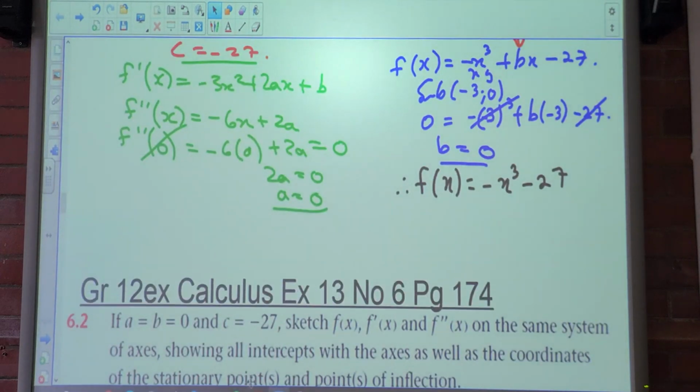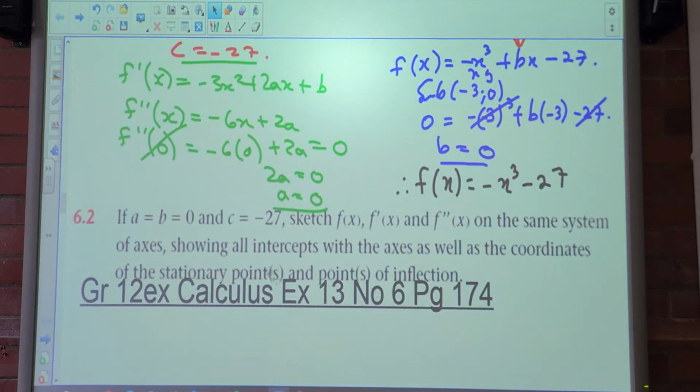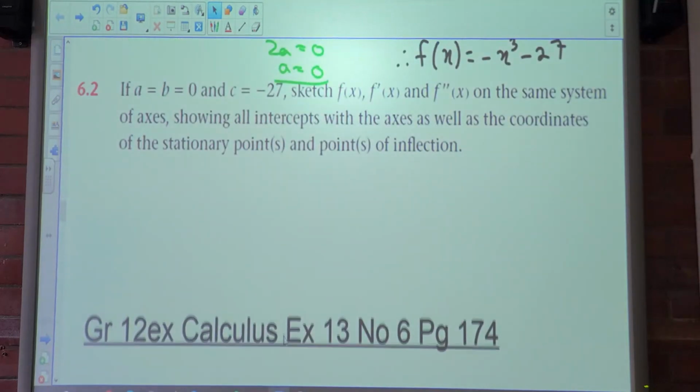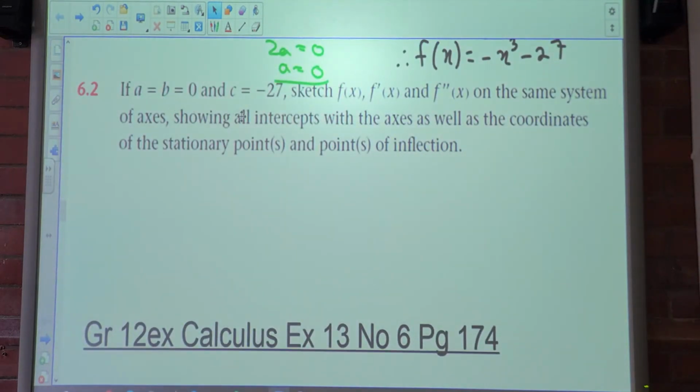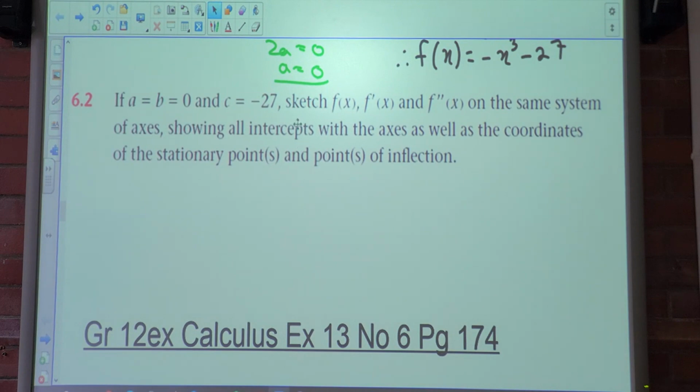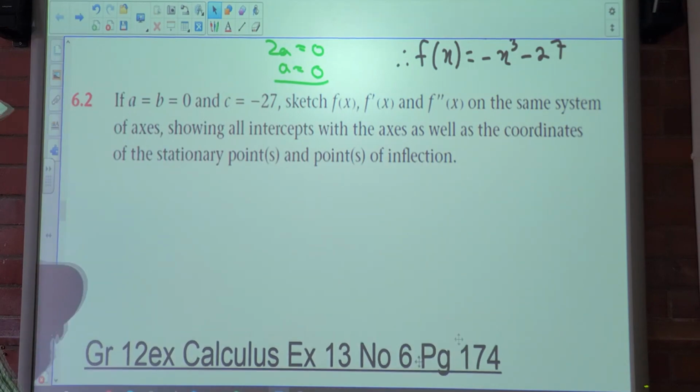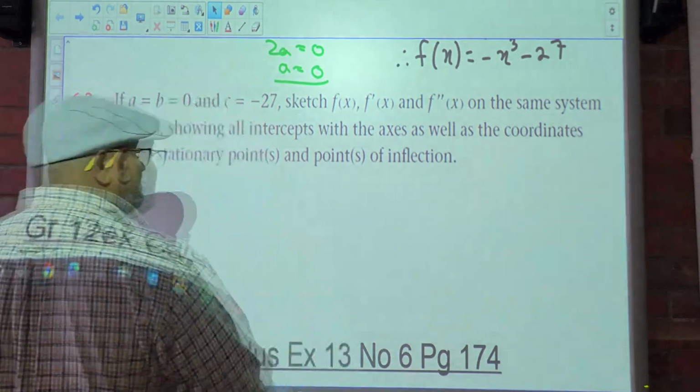Now, in the second part of the question, they have confirmed what we just calculated. If a is equal to b is equal to 0, and c is negative 27, sketch the graphs of f of x, the inverse, the first derivative and the second derivative on the same system of axes. Showing all intercepts with the axes as well as the coordinates of the stationary point or points and the point or points of inflection.